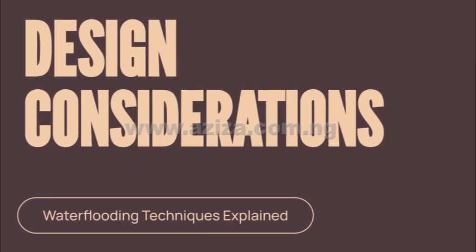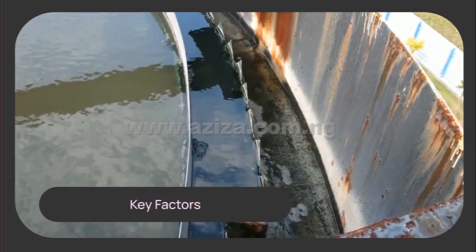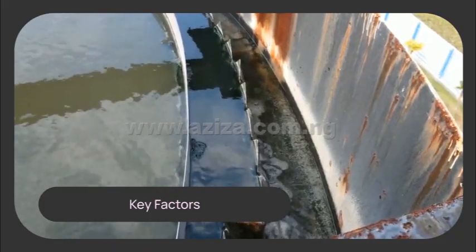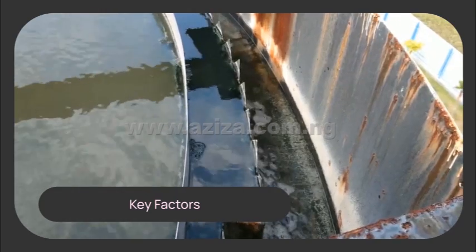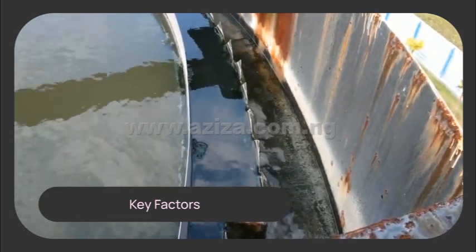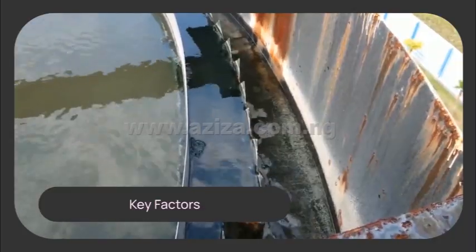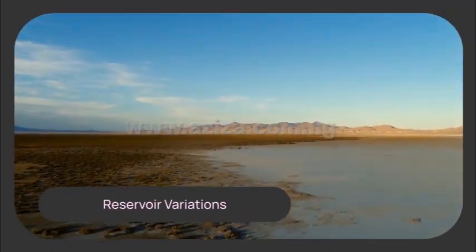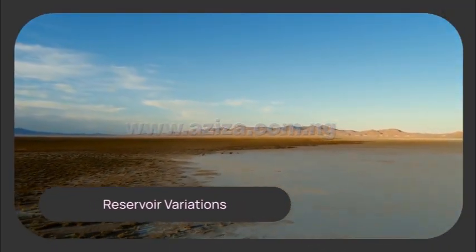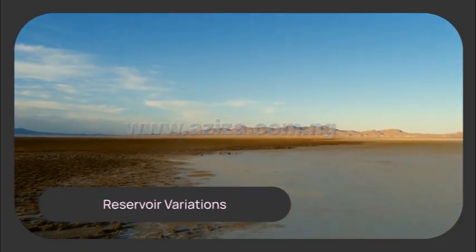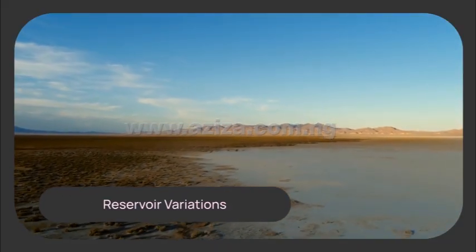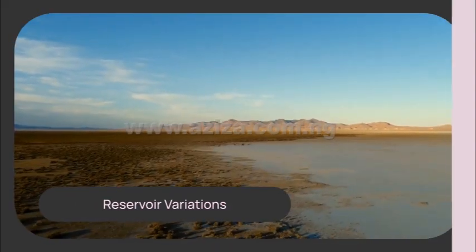Designing an effective water flood requires careful consideration of several factors, including reservoir characteristics, fluid properties, and operational parameters. Injectivity refers to how easily water can be injected into the reservoir. Sweep efficiency measures how effectively the injected water contacts and displaces the oil. Water quality is also critical, as impurities can cause plugging or damage to the reservoir. Reservoir heterogeneity, meaning variations in rock properties like permeability and porosity within the reservoir, can significantly impact the success of a water flood. Understanding these variations is crucial for optimal well placement and injection strategies.